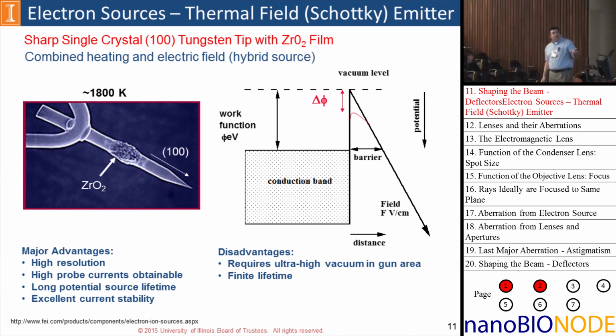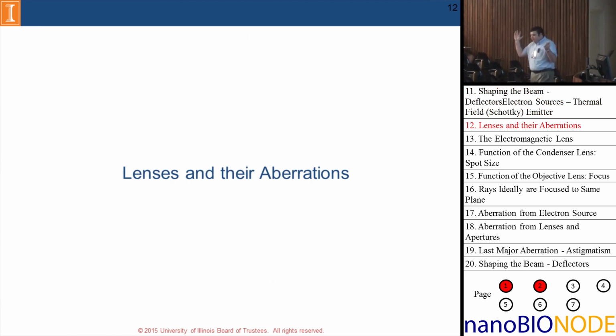You have very high resolution, you have very good probe currents, long lifetime, good stability, it still requires ultra-high vacuum in the gun area, and of course, since it's being heated, you now have a bit more of a finite lifetime. So maybe a couple years compared to just a pure cold FEG, that's going to be several years, at least. So that's sources. We've got our electrons, they're flying through space, that's great. What do we do with them?